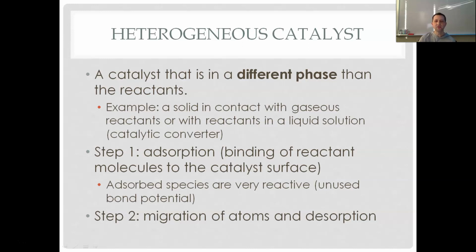Step one is adsorption, and it's not a typo, it is adsorption with a D. Adsorption is where you bind the reactant to the catalyst surface. Once that happens, once the particles are on the surface of your catalyst, the particles could migrate, and that's step two, migration to create the product that you want to create, and then something called desorption. All right, so those are your steps: adsorption, migration, and desorption.